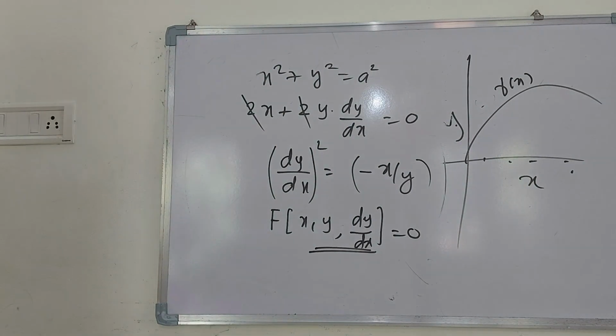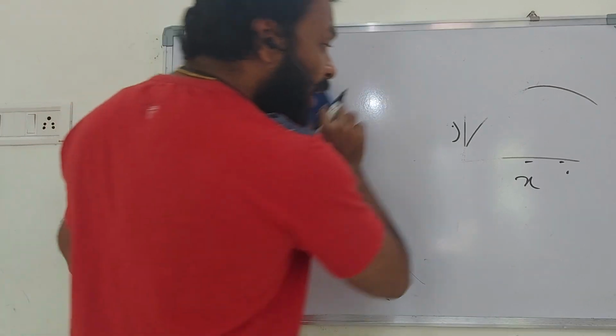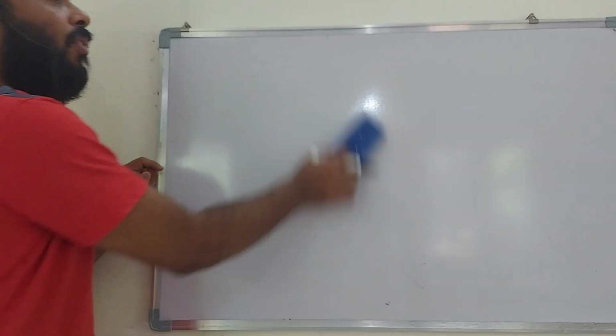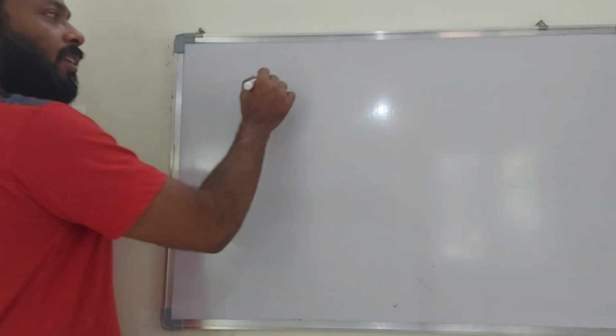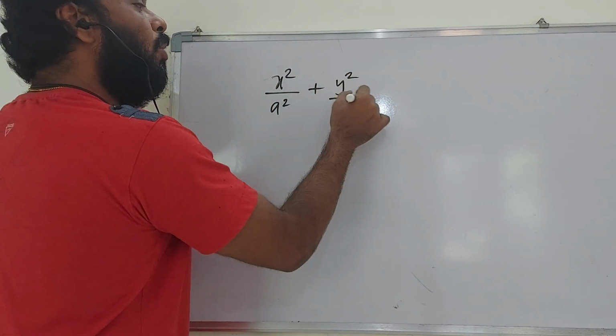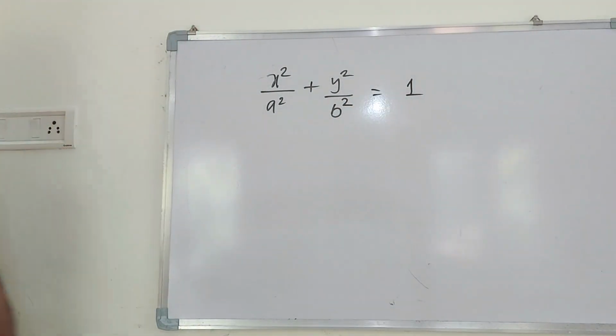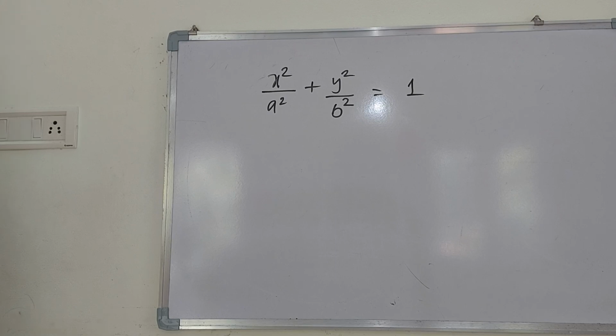So remember, if we consider a one parameter family of curves, then by eliminating that parameter we get a first order differential equation. Okay. Similarly, if we consider curves of the form x square by a square plus y square by b square equal to, suppose, 1. X square by a square plus y square by b square equal to 1.